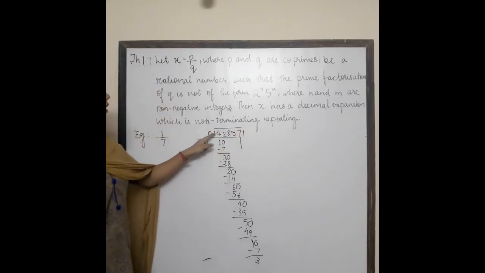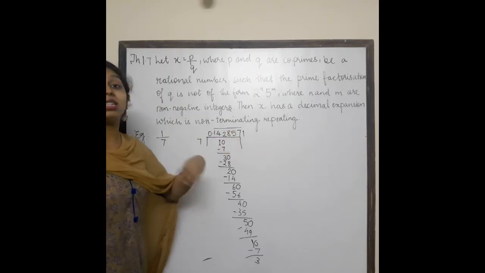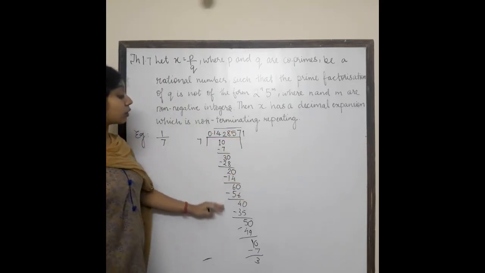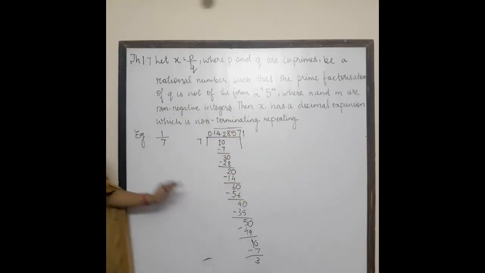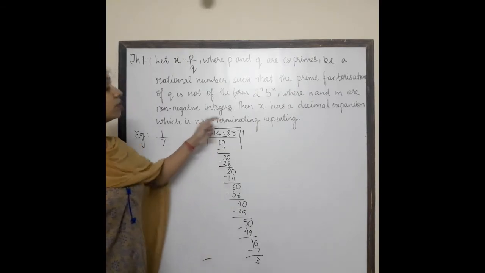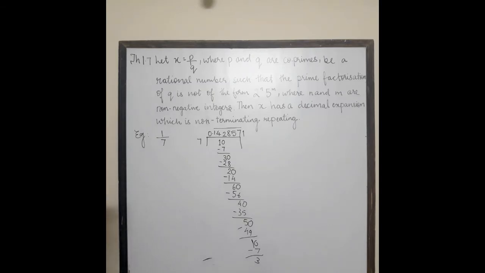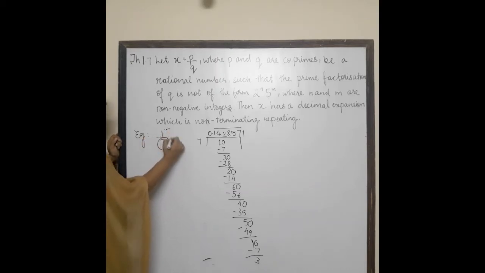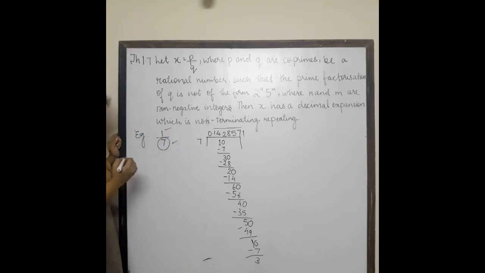0.142857, this is repeating. That means the division will go on and on and it will never stop. So this is known as non-terminating repeating. Why? Because if you see the denominator, the rational number is written in the form of p by q, right?